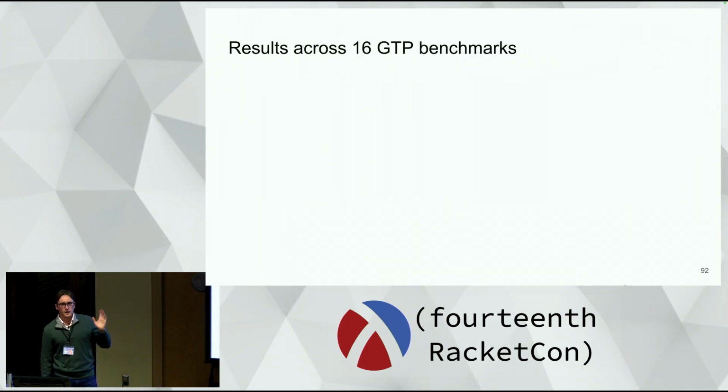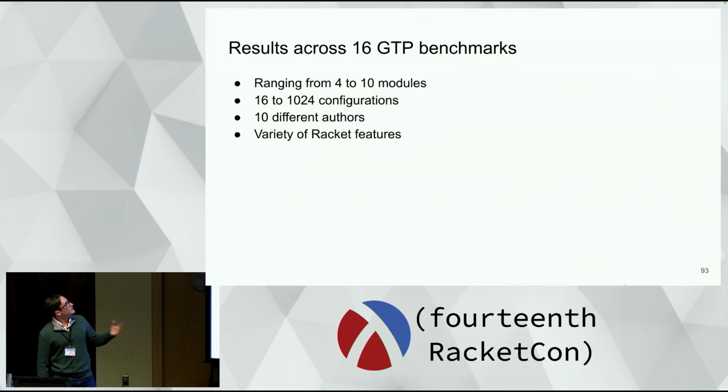And so I'm going to run these tests across 16 different benchmarks. Most of them are from the JFP paper I mentioned, and a few stats. It ranges from 4 to 10 modules, which means 16 to 1024 configurations, with different authors, different styles and features used. So it's not perfect, but the idea is that we can get a sense of how well our workflow with contract profile works in the real world.